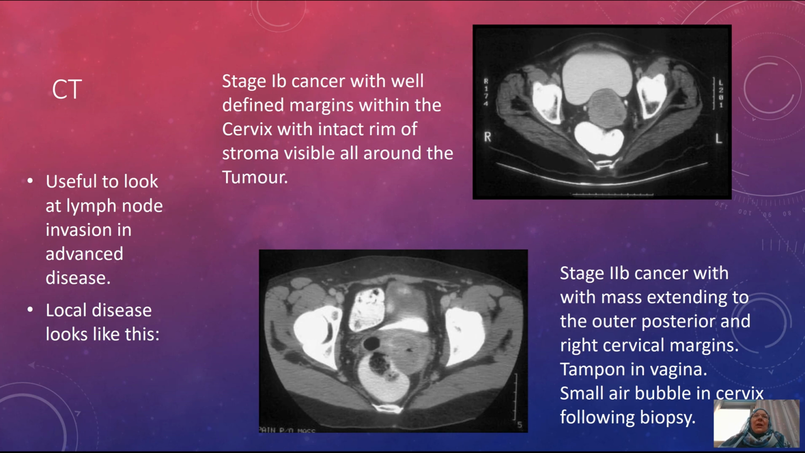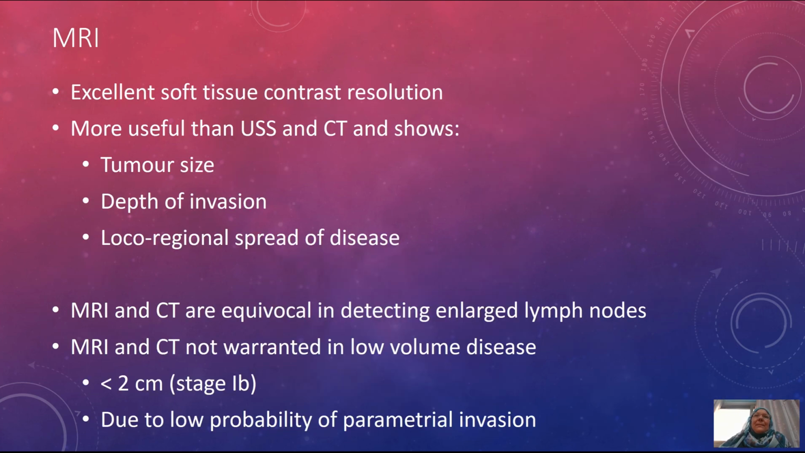The upper picture shows a tumor that is quite large, but you can still see the stromal edge around the tumor, whereas in the lower picture you can see the cervix and some spread into the parametrium of the tumor. The MRI, as I said before, is an excellent way of distinguishing local invasion of cervical tumor. It helps with depicting the tumor size, the depth of invasion, and also local regional spread of the disease.